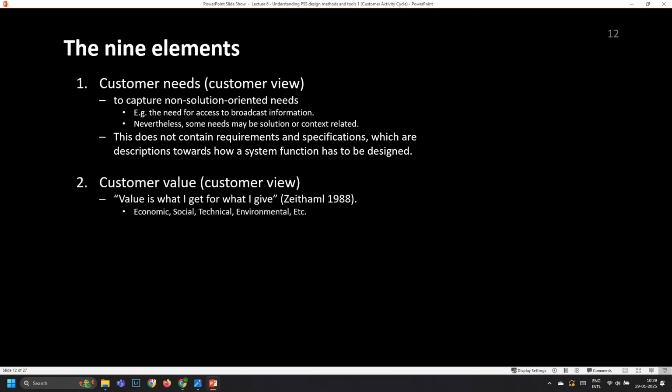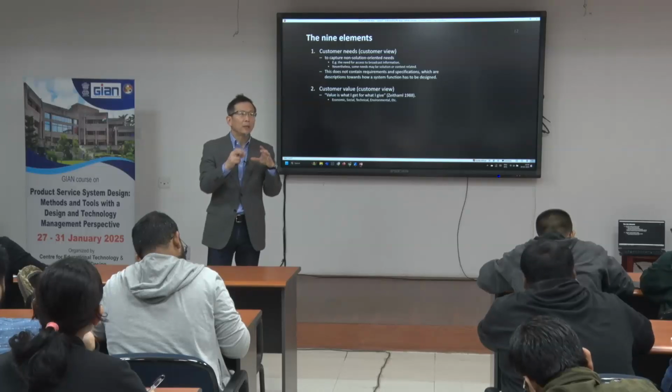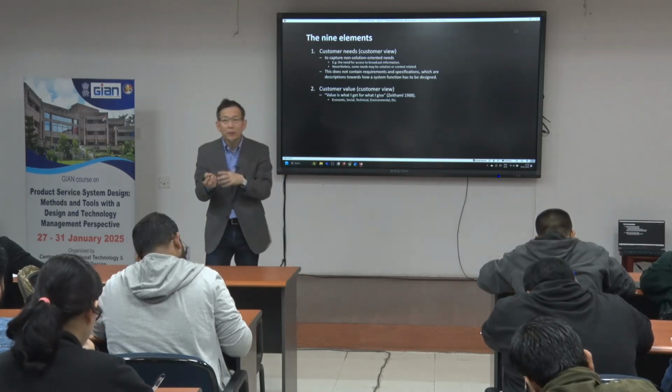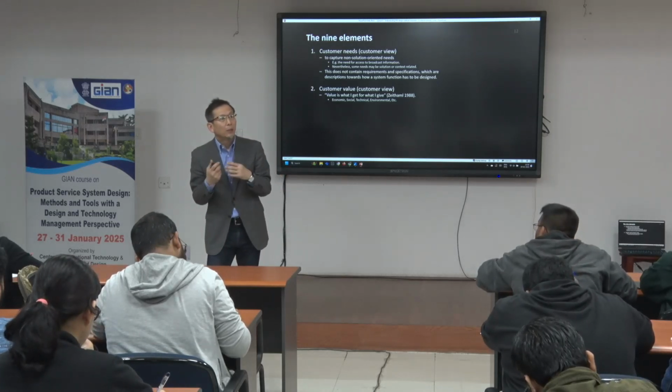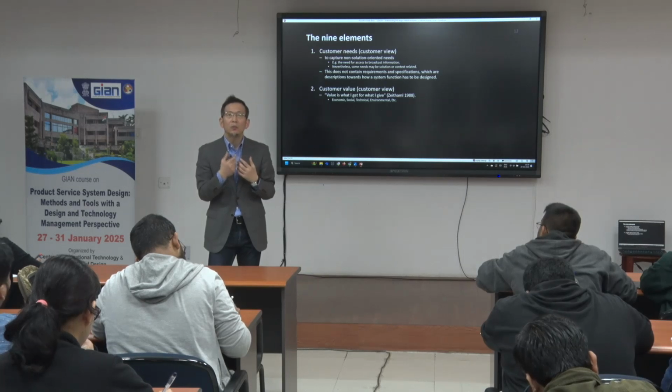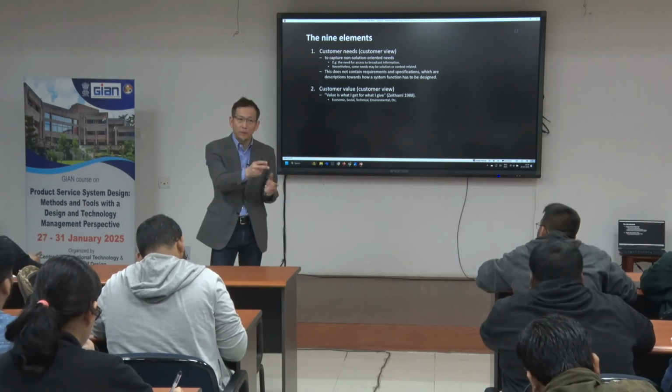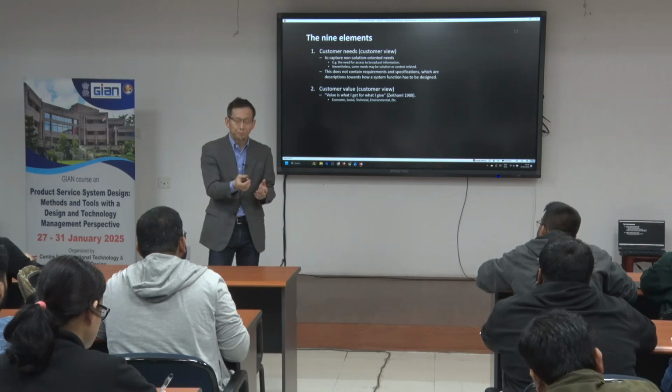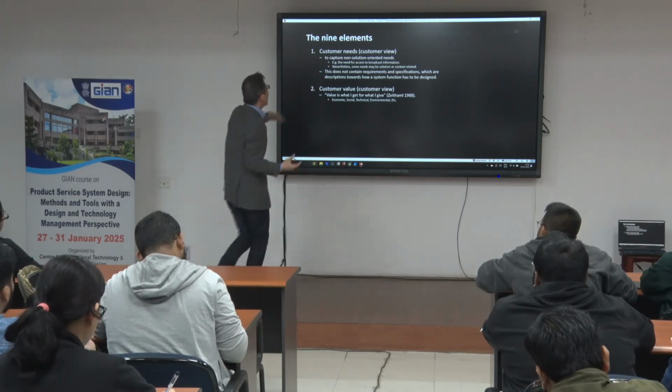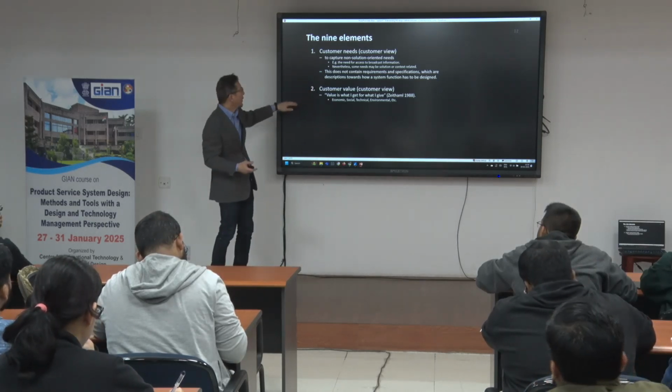The second layer is for customer value. Again, also from the customer view. And the second layer is different from customer needs, okay? Because not all the needs are taken as a customer value for this particular PSS, okay? So one PSS usually doesn't address all the customer needs of a specific actor, right? So you need to differentiate between the first and second layers.